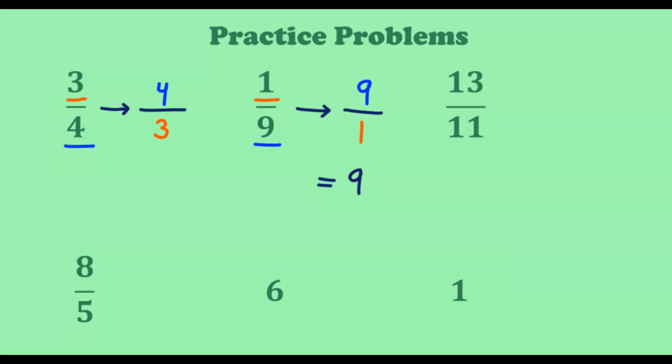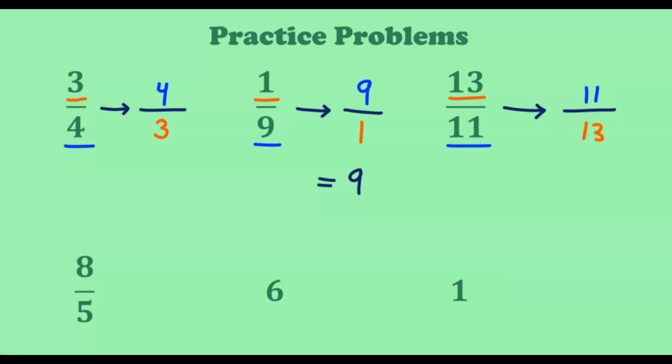We have 13 over 11. The numerator is the number on top, that is 13. The denominator is the number on the bottom, that is 11. Now we write the reciprocal. First of all, we write the fraction line. The numerator of the original fraction will become the denominator of the new fraction, and the denominator of the original fraction will become the numerator of the new fraction. So the required reciprocal of 13 over 11 will be equal to 11 over 13. Now let us have a look at the next problem.